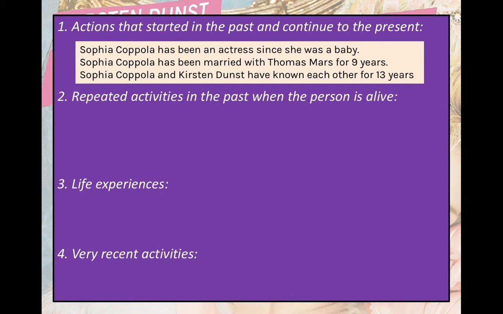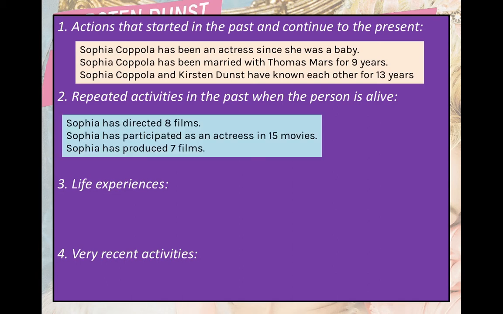Now let's see examples of actions that are repeated activities in the past. Sofia has directed 8 films. That means that 8 times in the past she has directed movies, but we don't know specifically when the movies were directed. Sofia has participated as an actress in 15 movies, and Sofia has produced 7 films. These are examples of actions that were repeated in the past, and we don't know exactly when they happened.